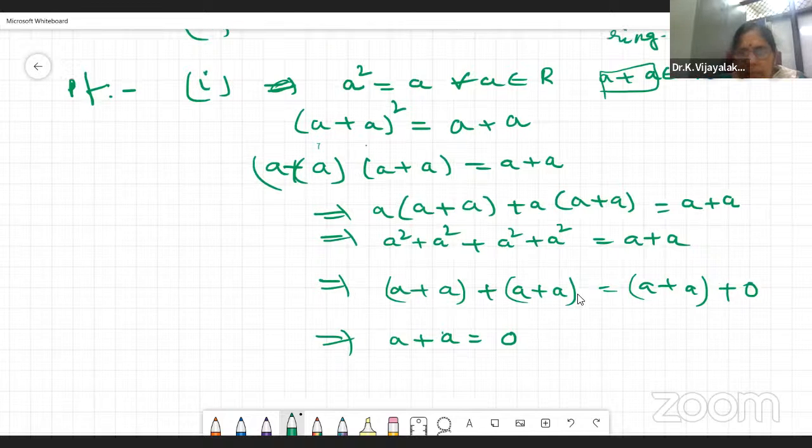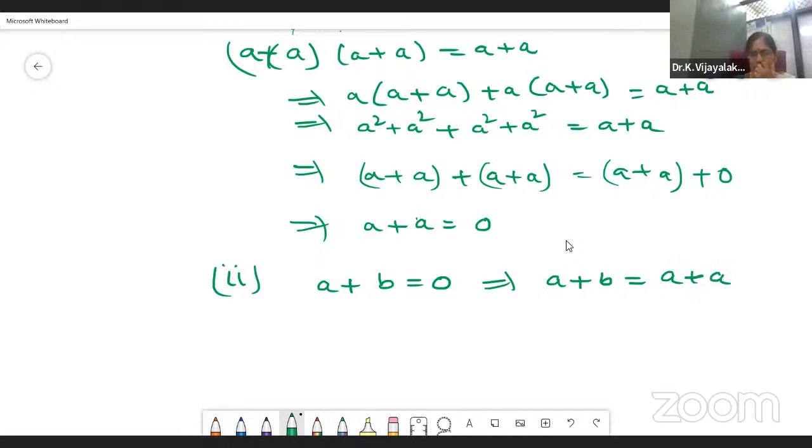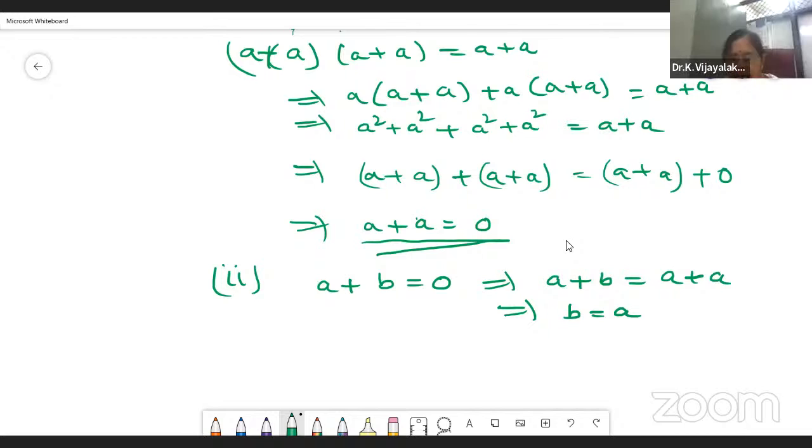Okay. Now you have to prove the second one: A plus B is 0. Students, what is the 0 now? A plus B is A plus A, because we proved that A plus A is 0. So by left cancellation law, B equals A. So what do you mean by A plus B equal to 0? A plus B equal to 0 implies A equal to B.